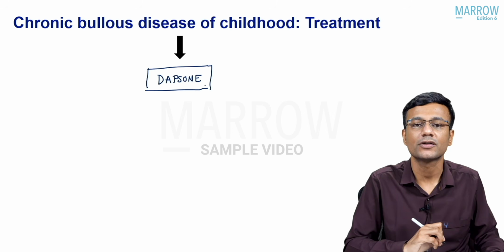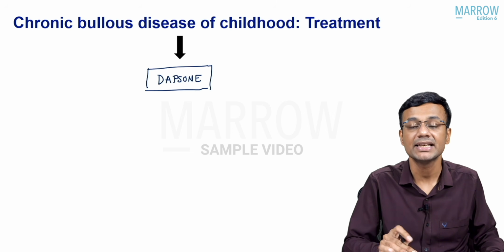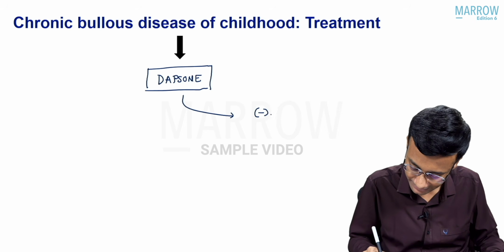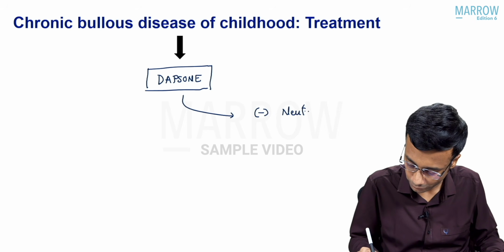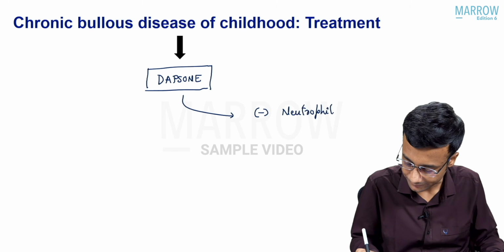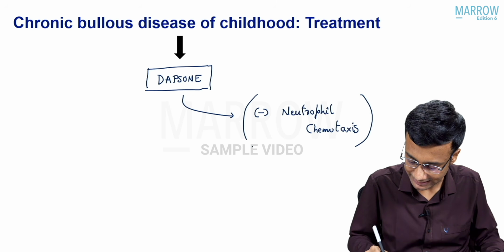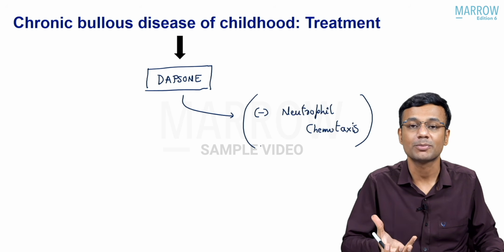Dapsone is the drug of choice for this condition because in CBDC, the most important infiltrate is neutrophil, and dapsone inhibits neutrophil chemotaxis. That is why it is the drug of choice in CBDC, because neutrophil is the most important cell in chronic bullous disease of childhood.